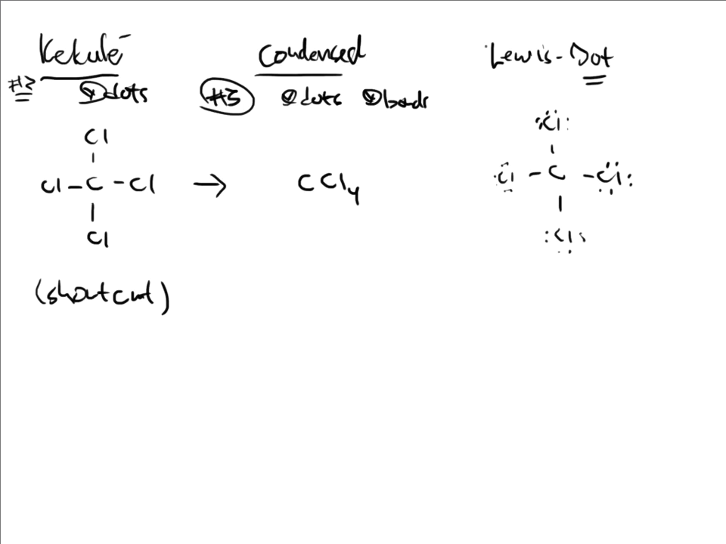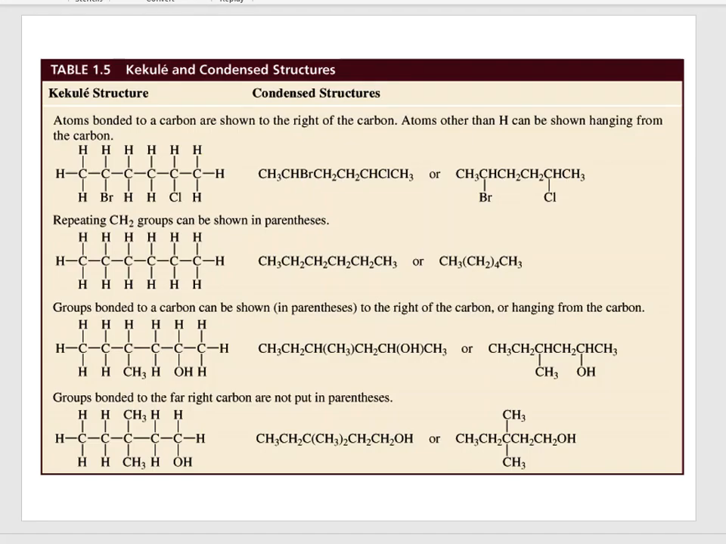If you look at an image from your textbook, you're probably going to see something similar to this, and it compares the Kekulé structure to the condensed structure. Keep in mind, they're not really focused on Lewis dot in this image, because Lewis dot includes the electron dots. That's why it's called Lewis dot. The Kekulé structure takes the Lewis dot structure and just gets rid of the dots. Look, hydrogen has 2, hydrogen has 2, hydrogen has 2. This carbon in the center, 2, 4, 6, 8.